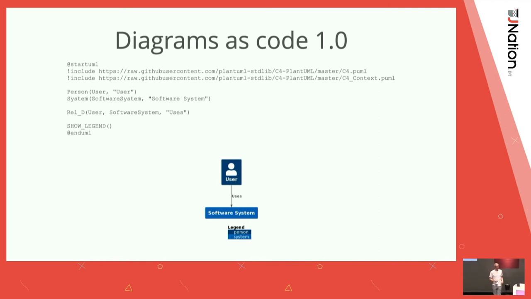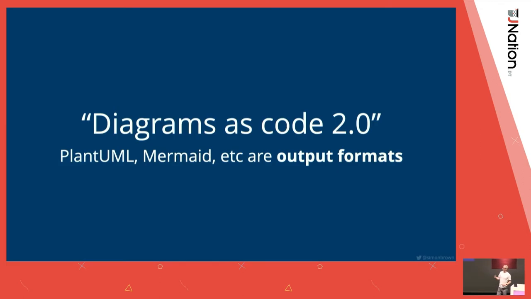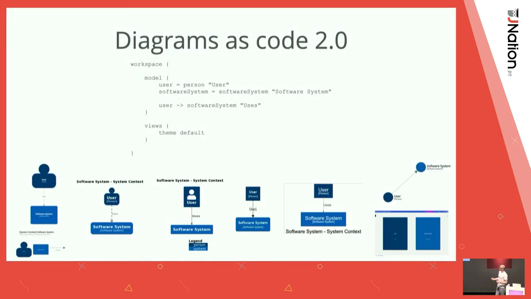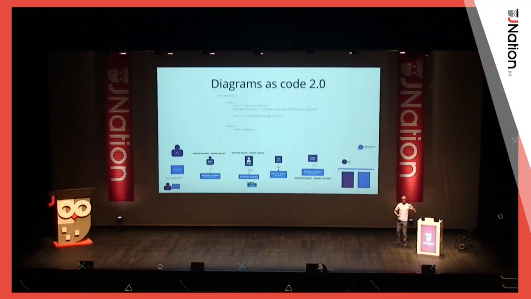a completely different tool. With my approach, I'm using things like PlantUML and Mermaid not as input formats, but as output formats that we automatically generate during the diagram automation process. So what we can do now is this little piece of Structurizr DSL text can actually generate all of these different types of diagrams in different types of tools.